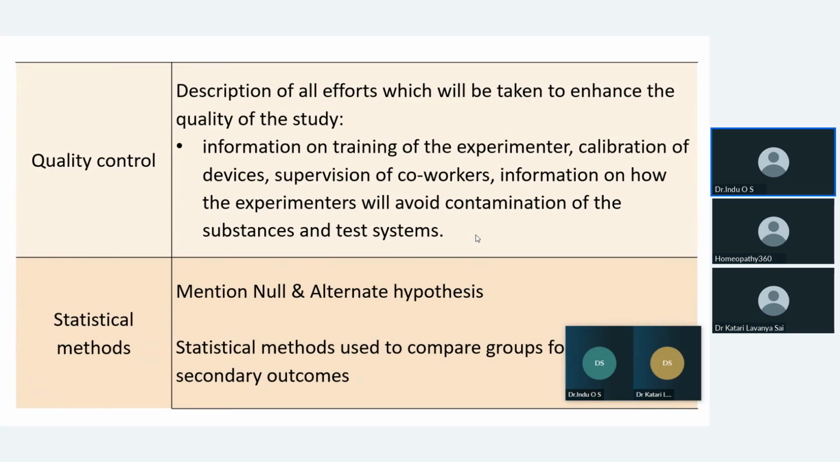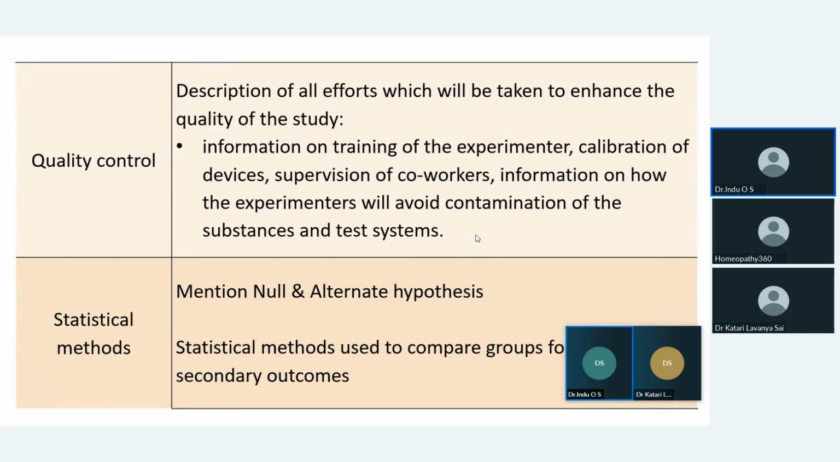Yes. So quality control means giving importance to all these factors, like training of the experimenter, then calibration of devices. Most of the time we have to be very careful about device calibration, and the supervision of co-workers, and information on how the experimenters will avoid contamination of the substance and test systems.